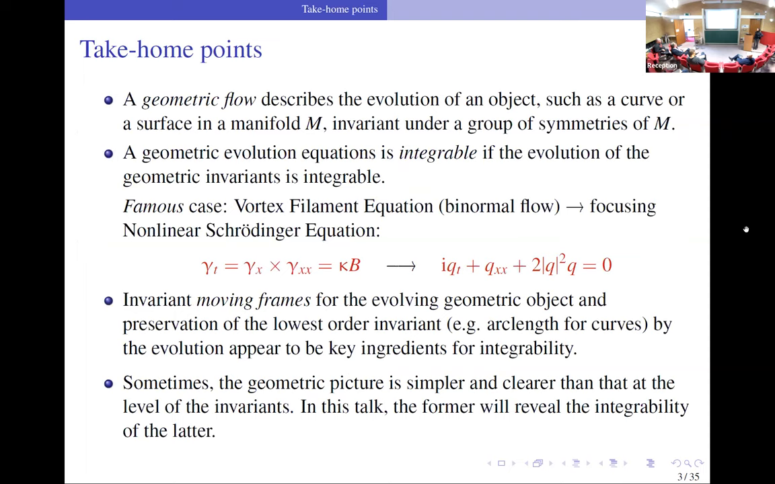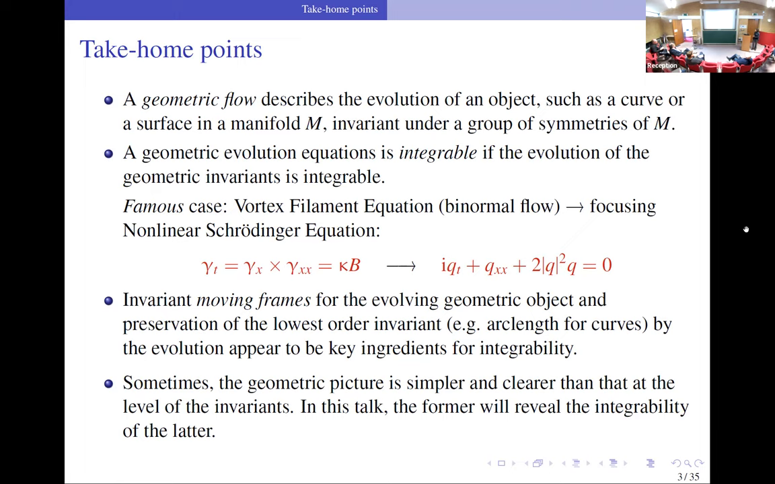So what are the take-home points? First of all, what is a geometric flow? You can think of a geometric flow as an evolution of an object. It can be a curve, it can be a surface in a manifold M that is invariant under a certain group of symmetries. And when this object evolves, I will focus on curves and polygons. We call a geometric flow integrable when the evolution of the curvatures or geometric invariants are integrable equations. It's a little bit of a definition inherited from the flow on scalar quantities that are typically curvature, torsion. And in your setting, this would be the wave equation, the solution of your nonlinear PDEs.